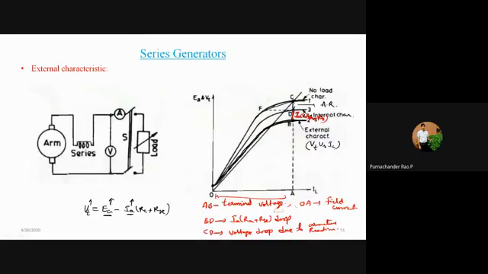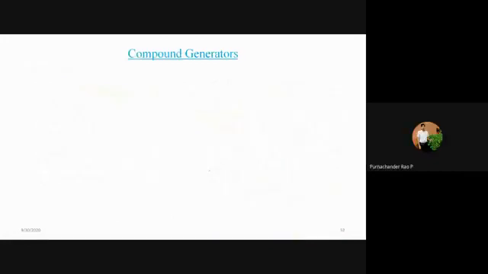Normally, you can observe that this voltage is gradually increasing. So this is normally used in the case of boosters, where you need to increase the voltage. So this is about the external characteristics of series generators. Is it clear? Any doubt? Is it clear, everyone? Yes, sir.